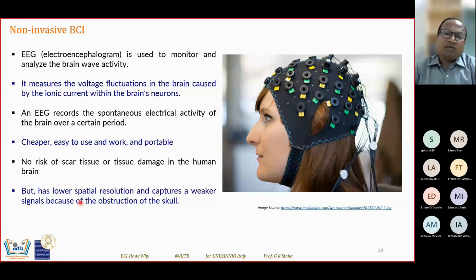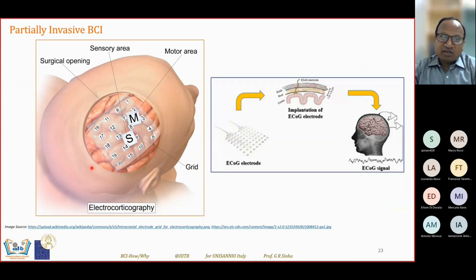But despite that, EEG is the most popular. The reason is already listed: cheaper, easy to use, and portable as well. And there is no risk at all. That is the major thing. EEGs are mostly preferred by physicians in the treatment of brain disorder and disability.